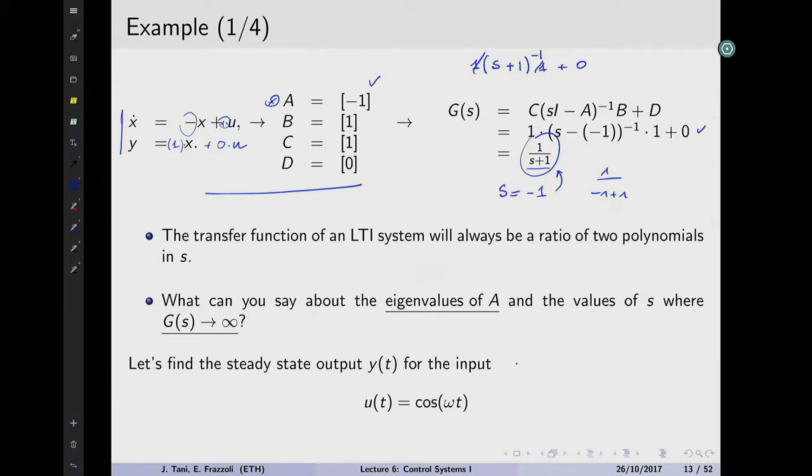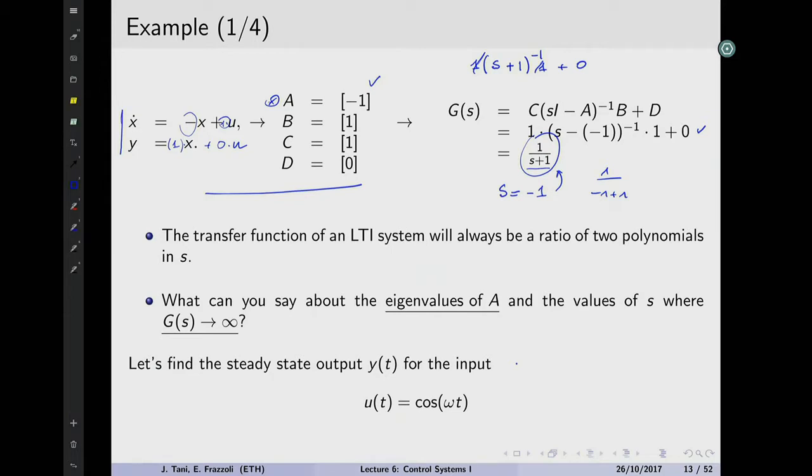The denominator of the transfer function is really, really important, because it's related to the A matrix. And for now, what we can say is that it has something to do with the eigenvalues of the A matrix. Actually, the eigenvalues of the A matrix are zeros of the denominator, are roots of the denominator. What does it mean? It means if you plug them in, you get zero at the denominator, okay?